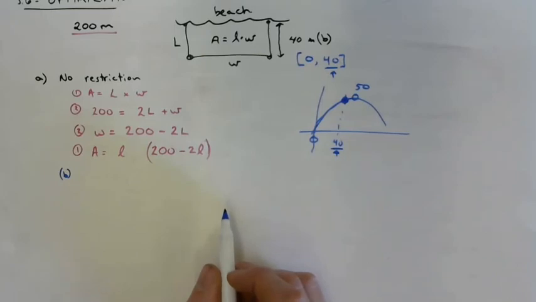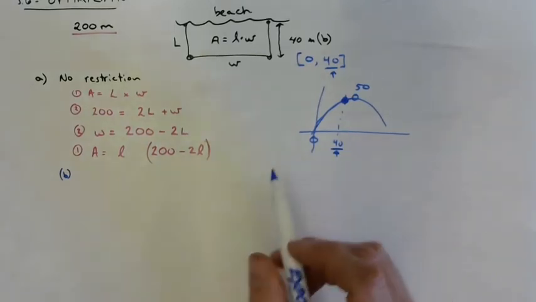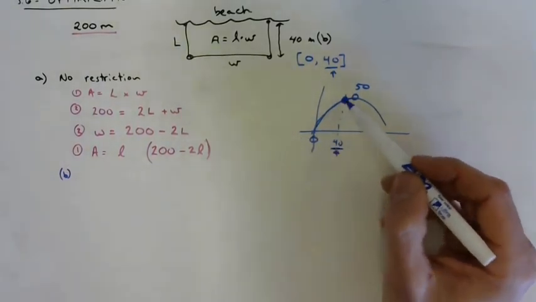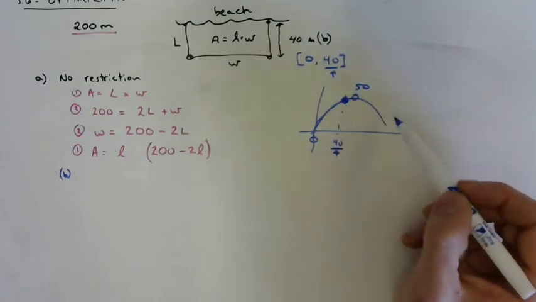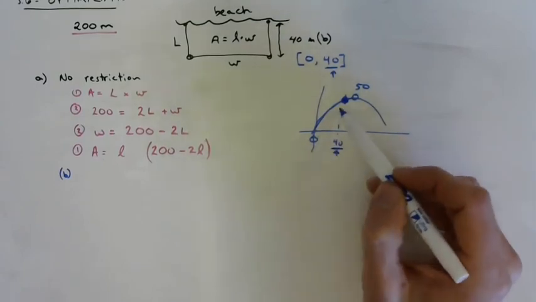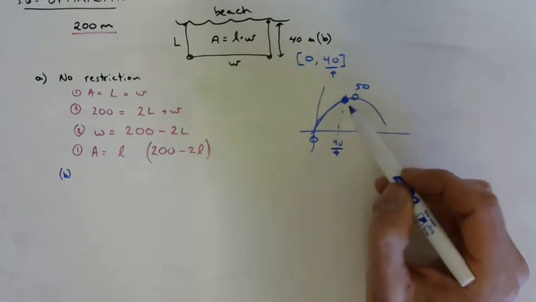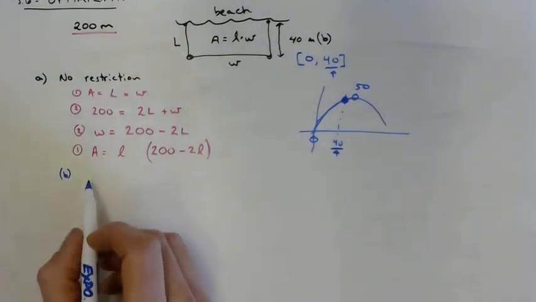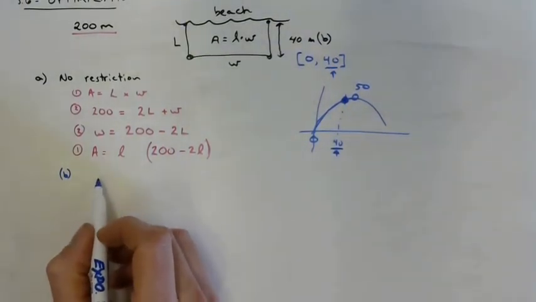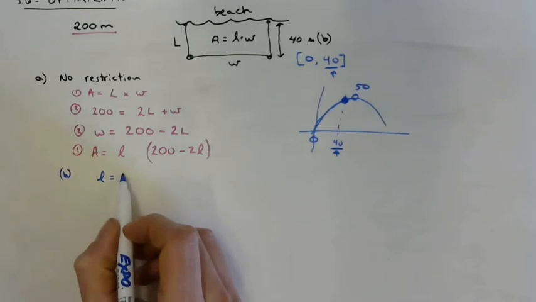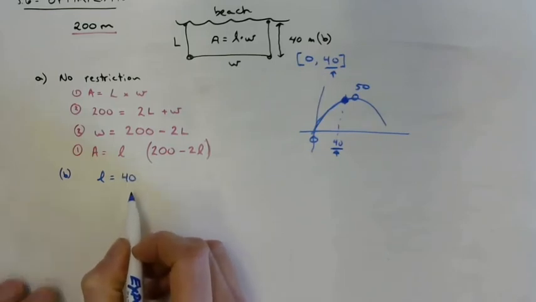So we don't need to do a ton of work to figure it out, because we know that we're increasing this whole interval from 0 to 50 and then decreasing after that. So if we're increasing all the way up to 50 and we have to stop at 40, then that's going to be our maximum point. So just with that logic, we know that L equals 40 will give us the greatest area over that interval.